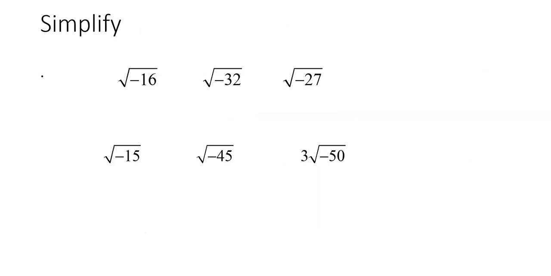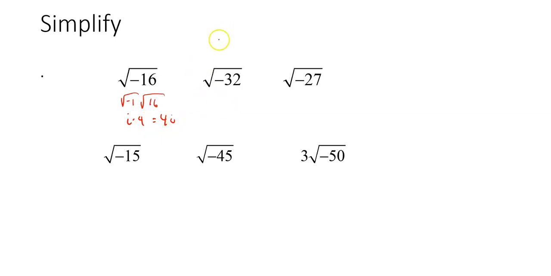So let's do a couple of simple simplifications first. Suppose you want to simplify the square root of -16. You might think of it as the square root of -1 times the square root of 16. Well, the square root of 16 is 4. The square root of -1 we said was i, so 4i.